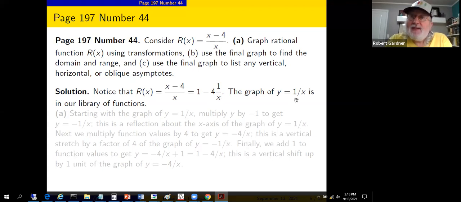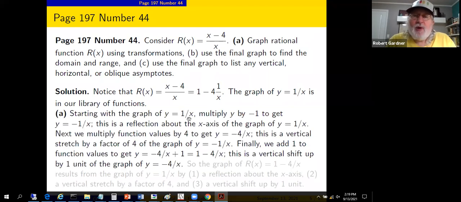1 over x, that's in our library of functions. So we'll rewrite the given function in this form. Notice x is not 0 still. x equals 0 is disallowed because that would give division by 0. Let's take the 1 over x function, then we'll multiply it by -4. Well, maybe we'll multiply by 4 and then take a negative. That corresponds to a stretching and some type of reflection, and then we'll add 1 to it. So start with the library of functions graph, y equals 1 over x.